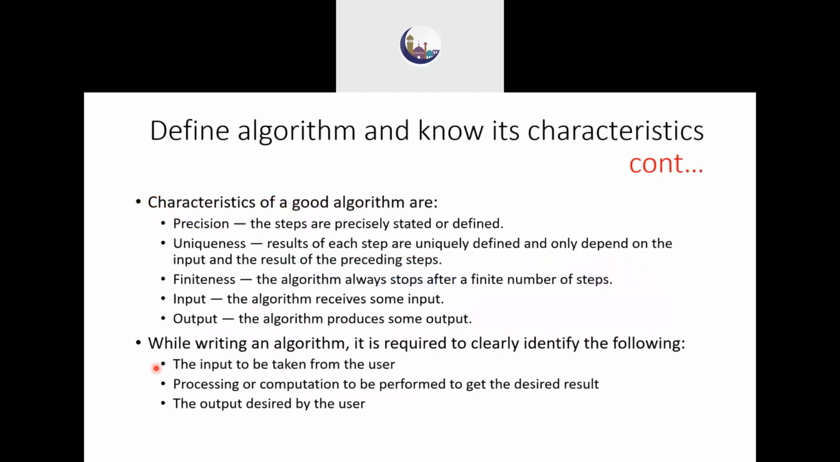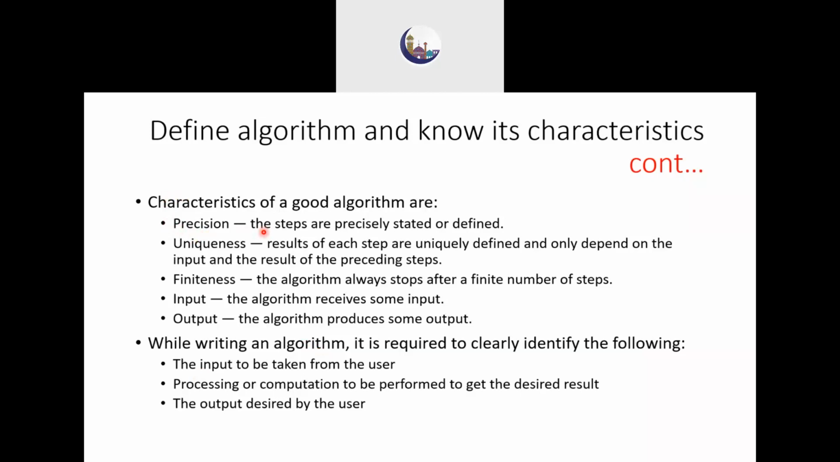And there are various things which we need to know. First one is the characteristics. When we are writing an algorithm, what are the basic things that we need to keep in mind? When it comes to characteristics, this is a very important question for your examination. The first characteristic is precision. Precision means how many steps are needed for writing your algorithm.